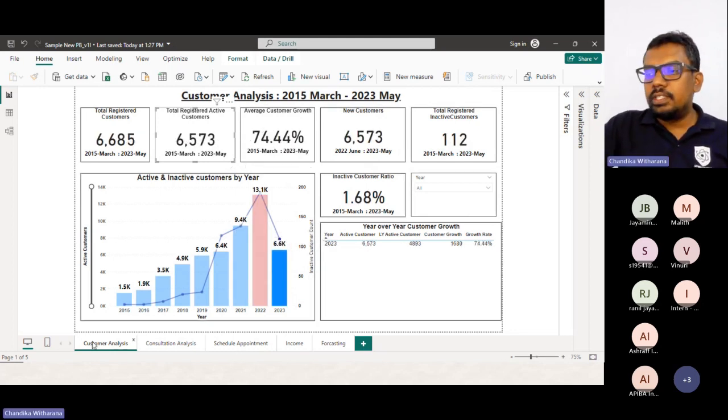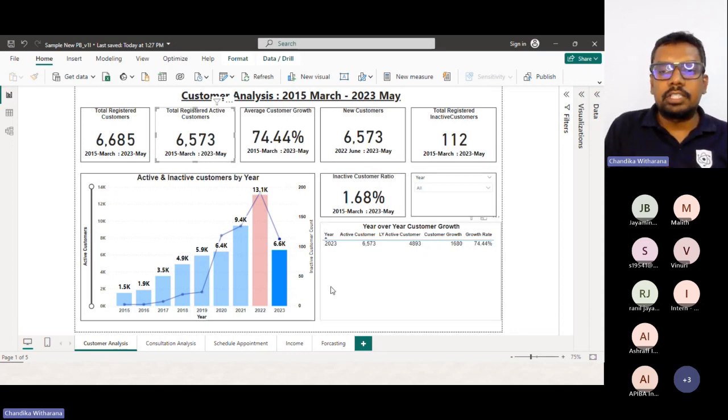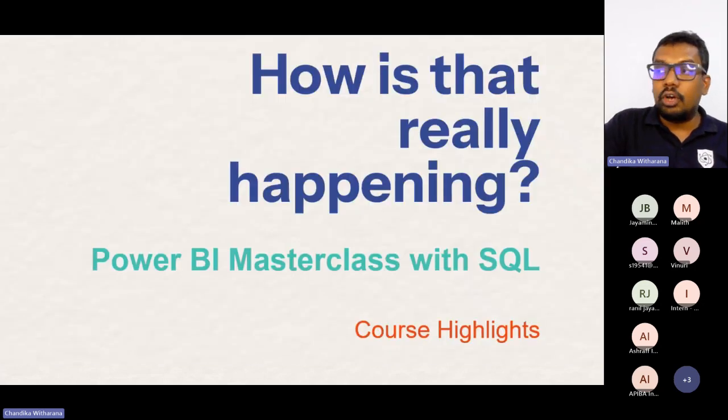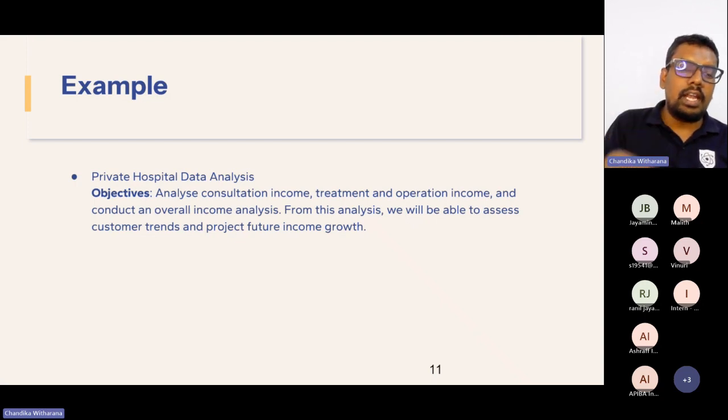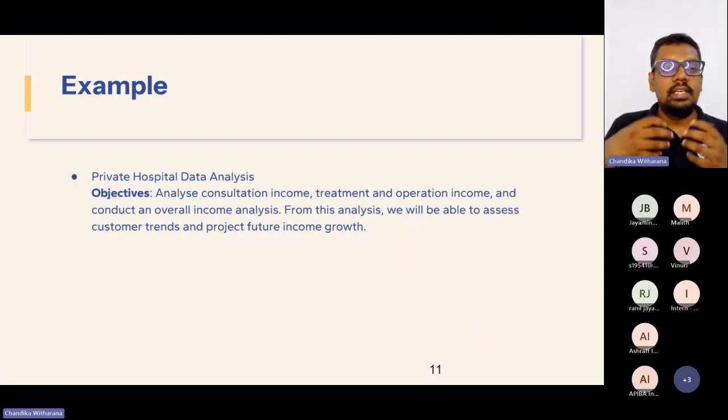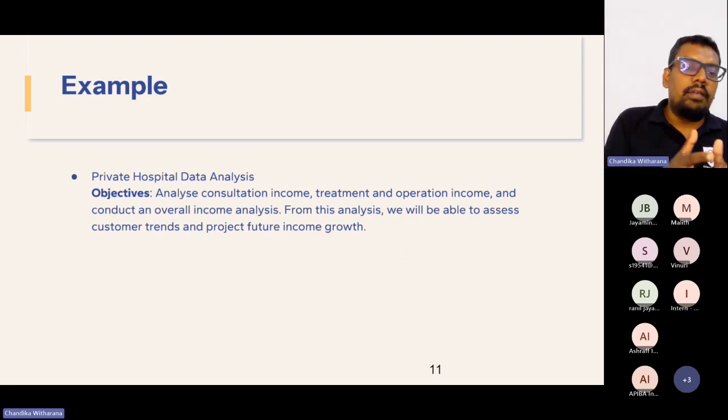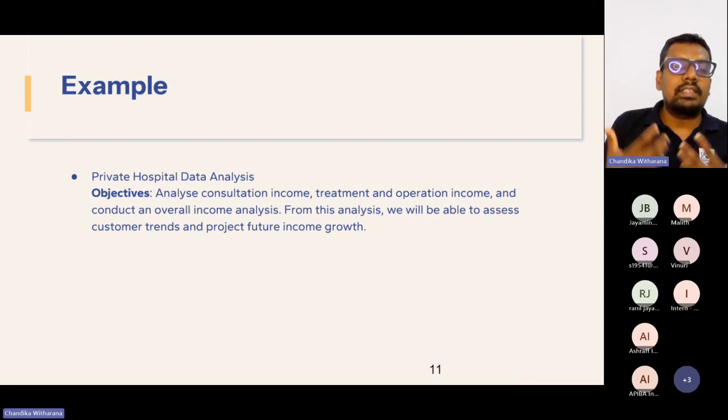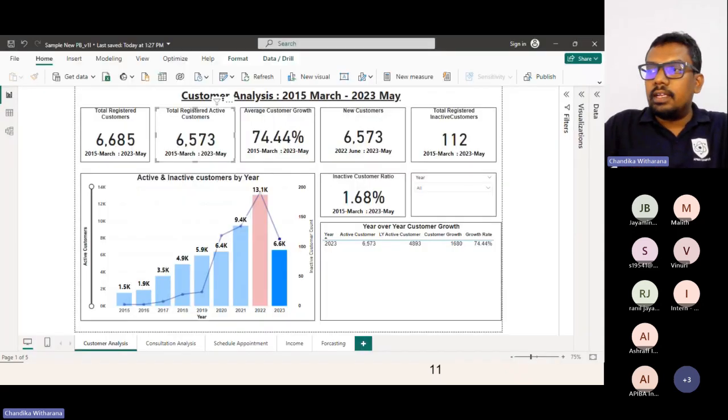So this is actually an example of a private hospital analysis database. What was the objective of this project? Mainly we need to analyze the consultation income, treatment and operational income, and conduct overall income analysis. From this analysis, we should be able to assess some customer trends and project future income growth. So this is the part we are explaining here.